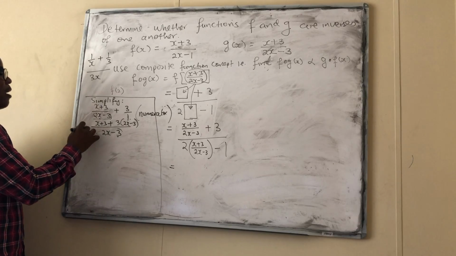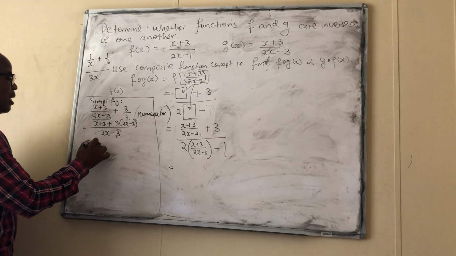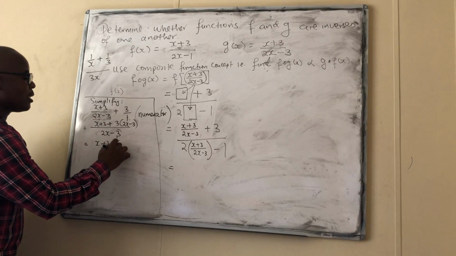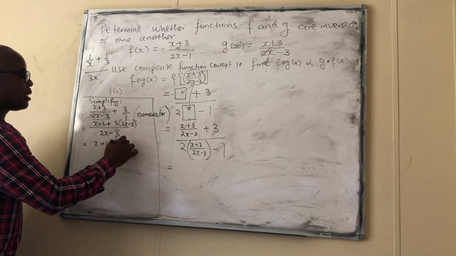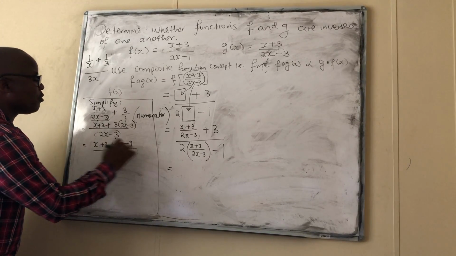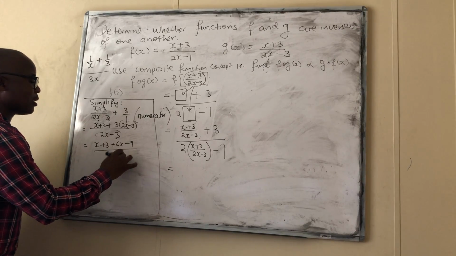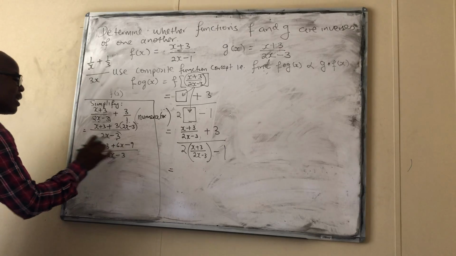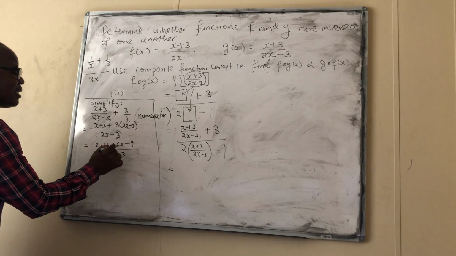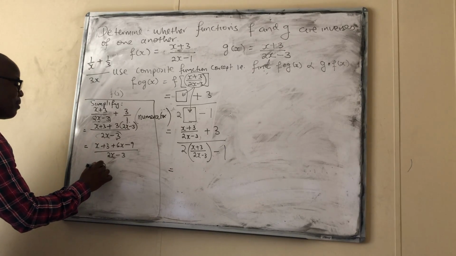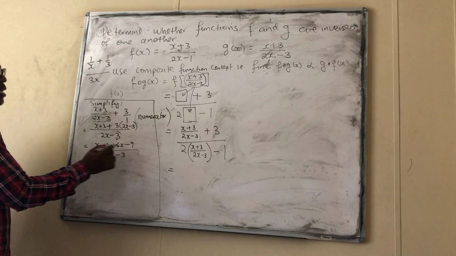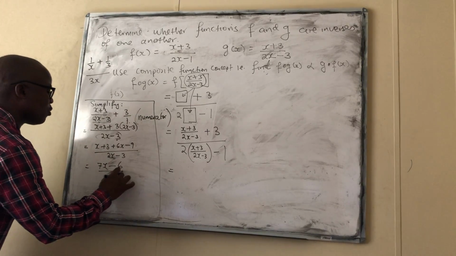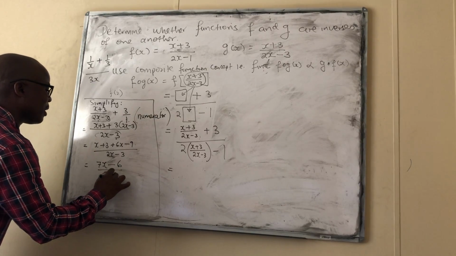And then I have to remove the brackets. So the top one, x plus 3 plus 3 times 2x, 6x. 3 times minus 3, minus 9. I'm removing the brackets. 2x minus 3, right? And then this one I have to collect like terms. X plus 6x, it is 7x. Positive 3 minus 9, it is minus 6. And this is all over 2x minus 3.